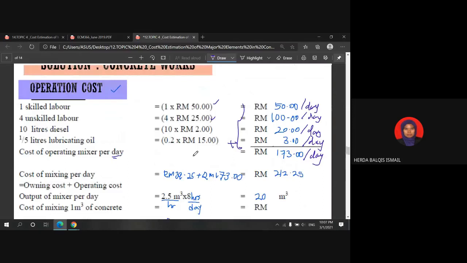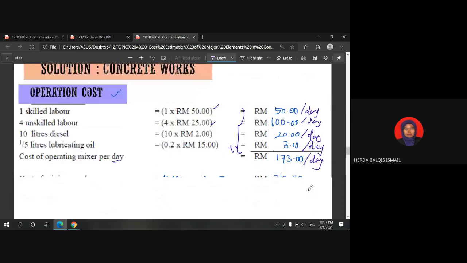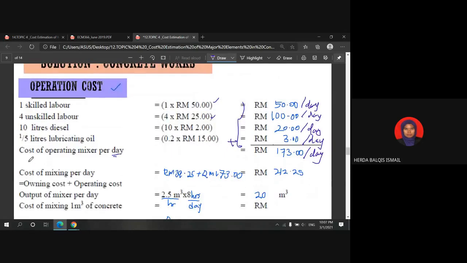So, owning cost of a day and operating cost of a day. Thus, you can calculate the mixing cost per day by totaling up the owning cost and also the operating cost. So you will get the concrete mixing cost per day, which is 212 ringgit 25 cents per day.